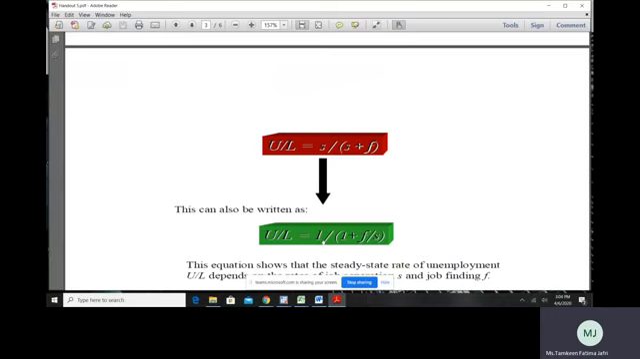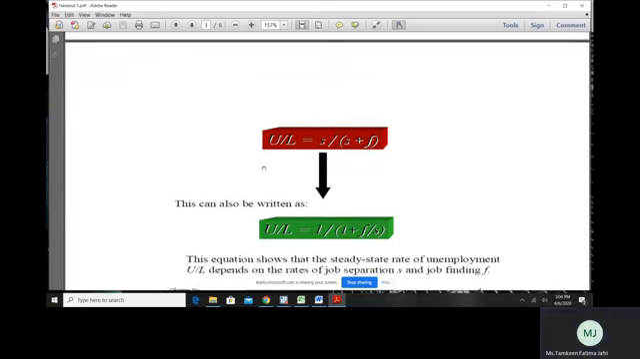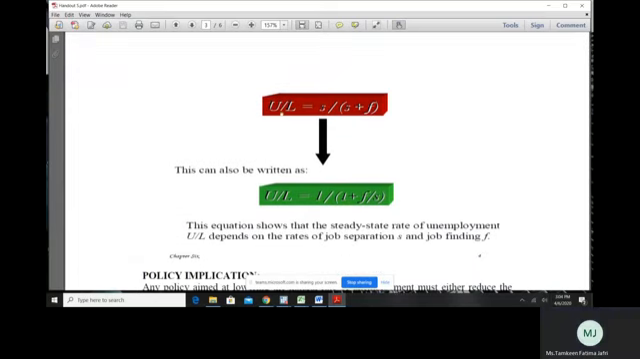This is now a very simple formula where you can see that the unemployment rate is a function of only two variables: the job separation rate and the job finding rate. With this formula in front of us, we can think of certain policy implications, all those policies that can be used to decrease this natural rate of unemployment. How is this possible? If you want to decrease the unemployment rate, you can do two things. One, you can decrease the job separation rate, or you can increase the job finding rate.